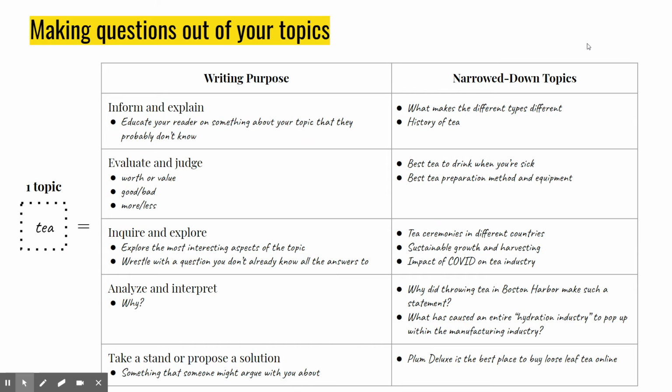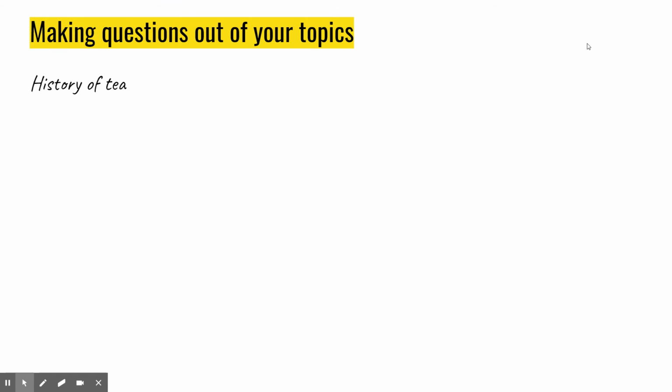It's your turn to make some questions. Get out the sheet where you turned one broad topic into 10 more specific ones. Start turning those narrowed down topics into good research questions if you can. I took my narrowed down topic, history of tea, to turn into a question. The obvious question would be, what is the history of tea? But that doesn't fit the criteria for a good question.